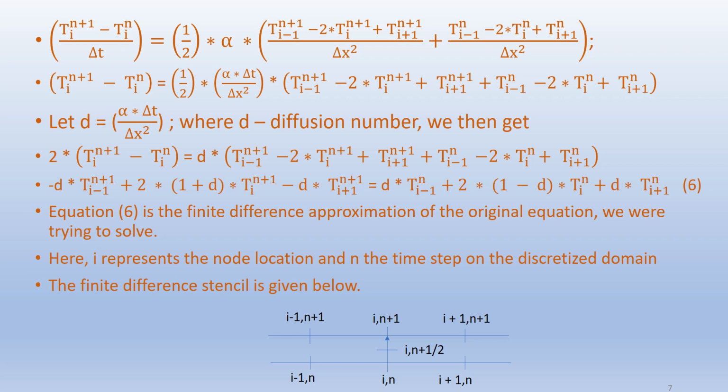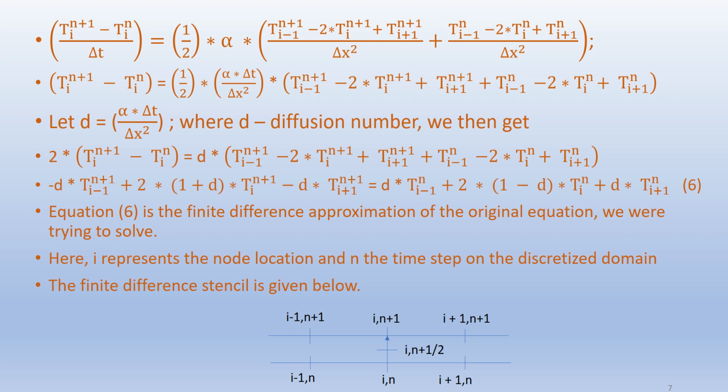If d equals alpha times delta t by delta x square, where d is the diffusion number, we can rearrange this equation into the form shown in equation 6, that is: minus d times T_{i-1}^{n+1} plus 2 times (1 plus d) times T_i^{n+1} minus d times T_{i+1}^{n+1} equals d times T_{i-1}^n plus 2 times (1 minus d) times T_i^n plus d times T_{i+1}^n. Equation 6 is the finite difference approximation of the original partial differential equation we were trying to solve.